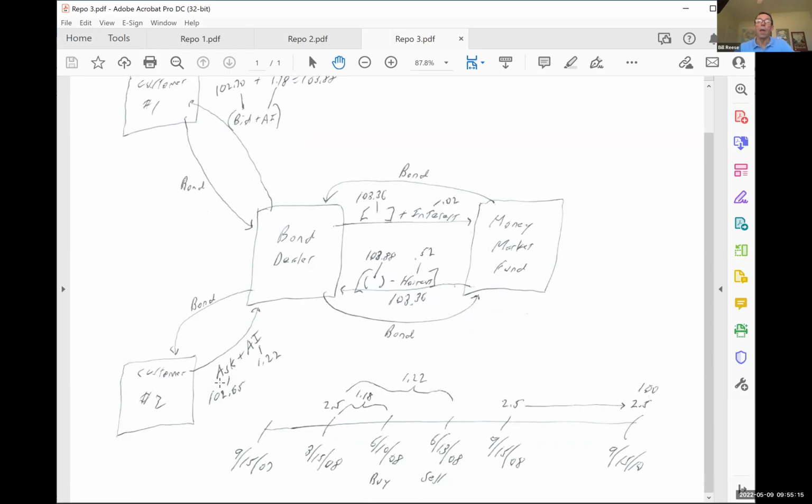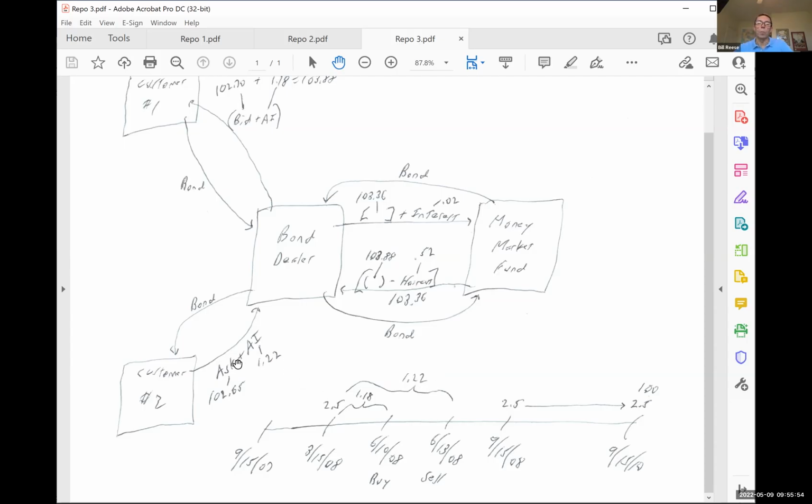That's the clean price, plus accrued interest. Now, the accrued interest on June 13th has to be greater than the accrued interest on June 10th, because accrued interest is the interest earned since the last coupon payment on March 15th. So the interest earned over this period of time was 1.18. That was up here. The interest earned over this period of time, 3 days later, this is not drawn to scale, has got to be greater than that. And it is. It's 1.22.